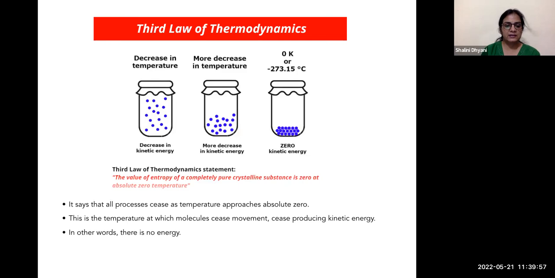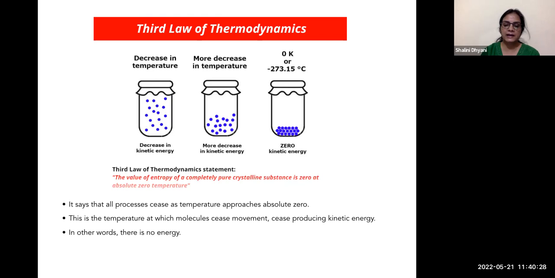So the third law of thermodynamics says the value of entropy of a completely pure crystalline substance is zero at absolute zero temperature. This also means that on this planet, it is very tough to find situations where there will be zero kinetic energy, where there will be no energy. Even if you see ice, because it is not frozen at minus 273 degrees centigrade, there will be a certain amount of kinetic energy in that case also.